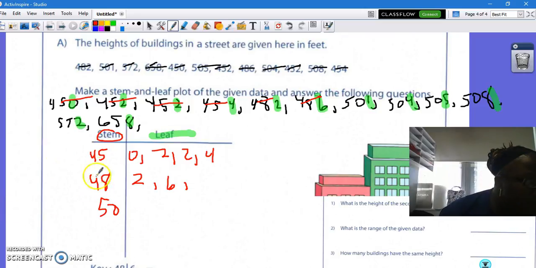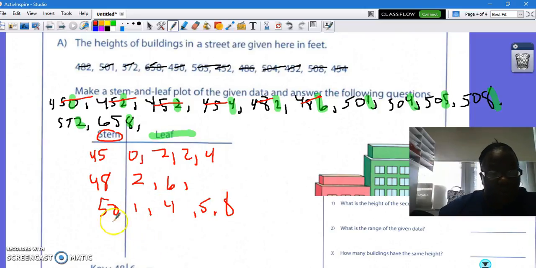So I have 501, 504, 505, and 508. Okay. If you use the packet, the ones with the squares on it, those are blank on the back.